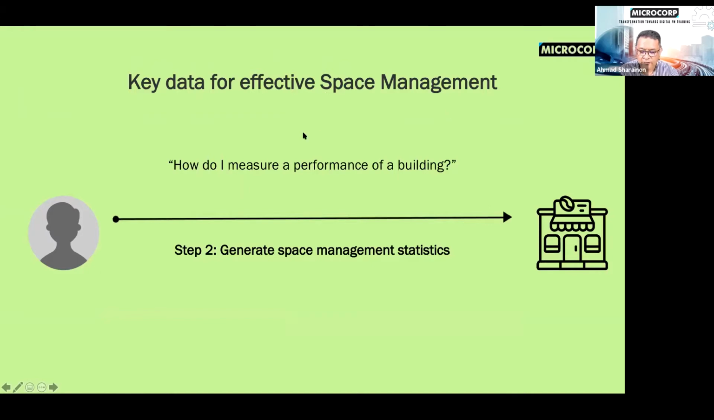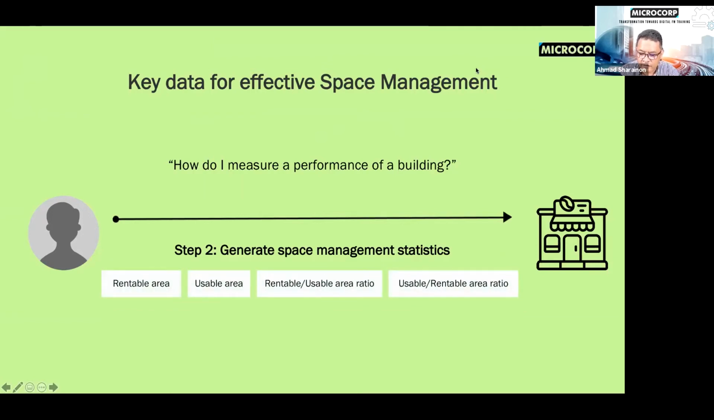Okay, the second step to create the key data for effective space management is to generate space management statistics. First, you identify your rentable area and usable area. Then you do a ratio of rentable versus usable area, which they call the RU ratio, and also usable versus rentable area. You need to generate your space management statistics. From here, you know which one you are strong in, whether rentable or usable. When you have these statistics, we can continue to the next steps.